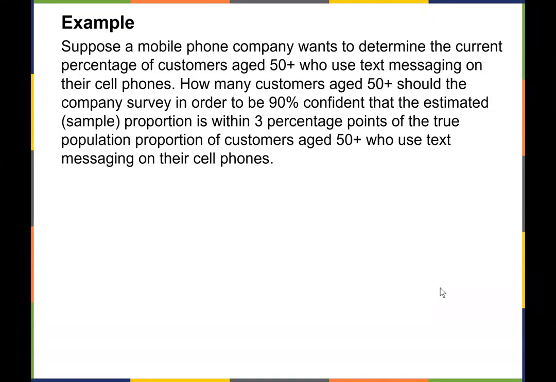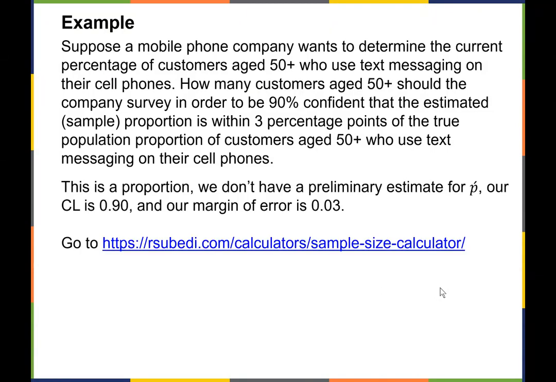And we're going to use the same sample size calculator that we used before. It's a proportion. We don't have an estimate for p hat. Our confidence level is 90%, and our margin of error is 3 percentage points. So we have that all noted. Let's go ahead and open that sample size calculator again, which we've used before.